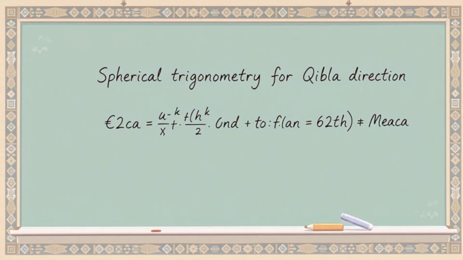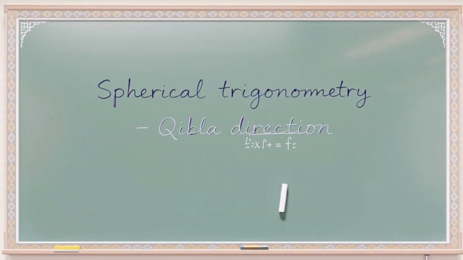Using a calculator or even Excel, we get an angle of approximately 118.7 degrees. That number is measured clockwise from true north. So from London, you face about 118.7 degrees, which points you southeast, exactly where the Kaaba is.